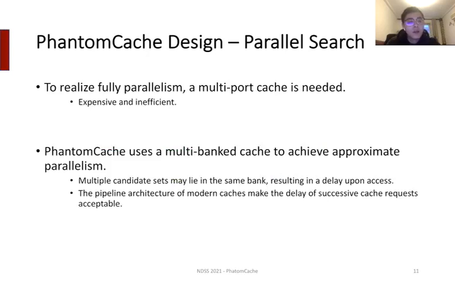However, to realize full parallelism, a multi-port cache is needed, and this is not very practical because a multi-port cache is very expensive and inefficient. So PhantomCache uses a multi-banked cache to achieve approximate parallelism. But this still causes some problems because multiple candidate sets may lie in the same bank, resulting in a delay upon access. But we do not need to worry a lot about this because the pipeline architecture of modern caches makes the delay of successive cache requests acceptable.